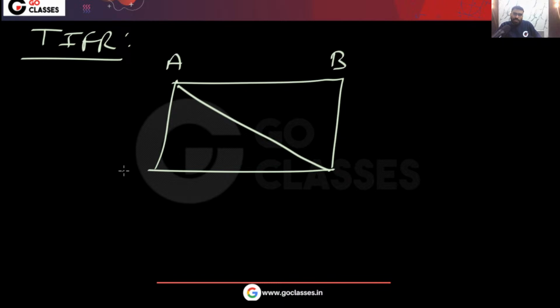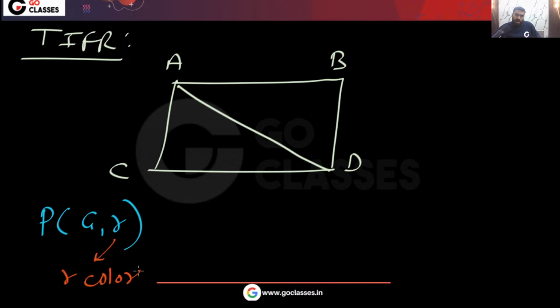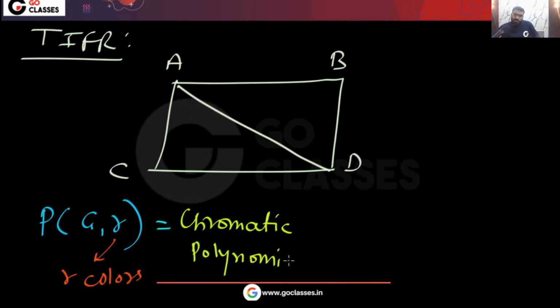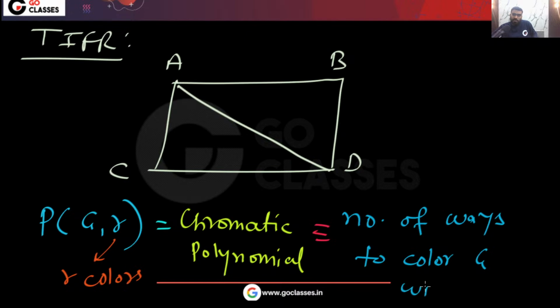A, B, C, D. What is the chromatic polynomial? Please tell me. How many ways are there to color this graph? You just tell me what is PGR, where R is the number of colors. You have to use R colors. So this is your PGR. That simply means the number of ways to color this graph. Tell me quickly what will be PGR. This is the chromatic polynomial. Yes or no? This simply means the number of ways to color G with R colors.